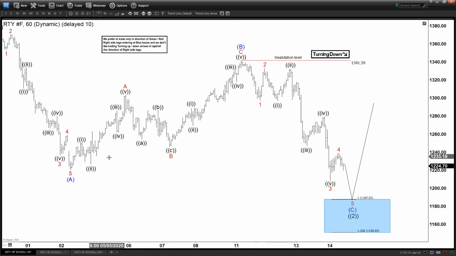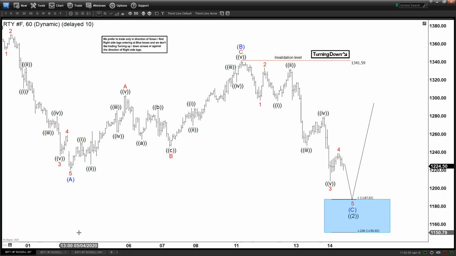Alright, so you have a beautiful ABC on the B, and then now doing a C leg, and this decline, the first leg here is an ABC. So then we should be soon approaching a support area in which you will find equality in the C compared to the A.